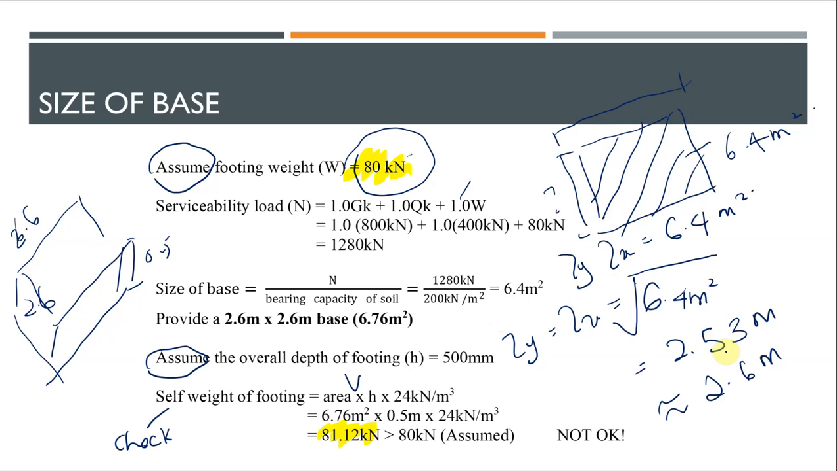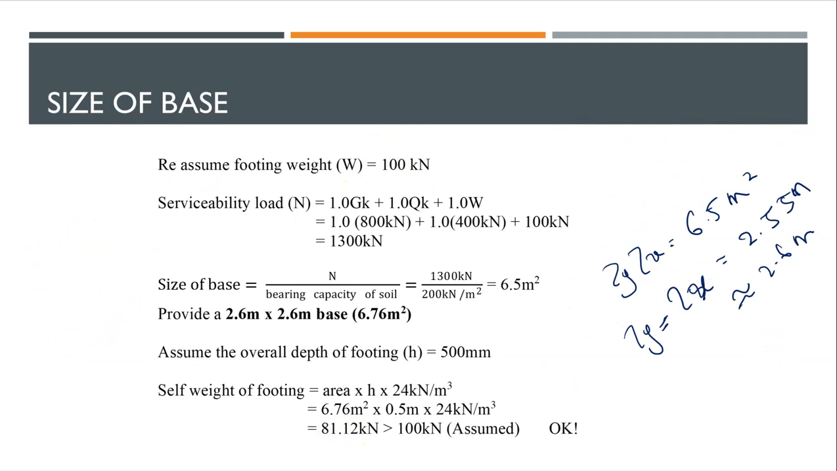Kalau katakan you masih lagi pakai 2.53 ni, so you memanglah lain lah. Okay, but here it is actually 2.55. Okay, so you round up dia 2.6, so sama je kita punya base size. But just remember kita ada assume footing weight 100 kilonewton. And overall depth of footing I masih lagi assume it is 500 mm.